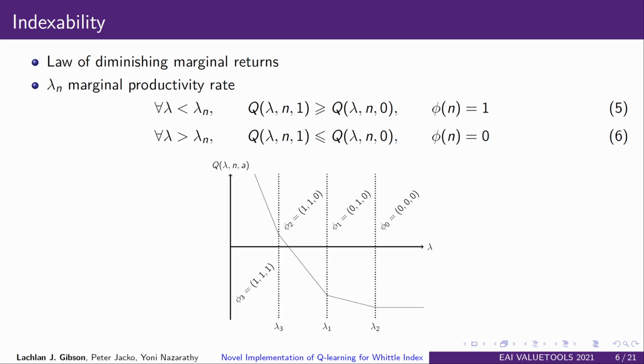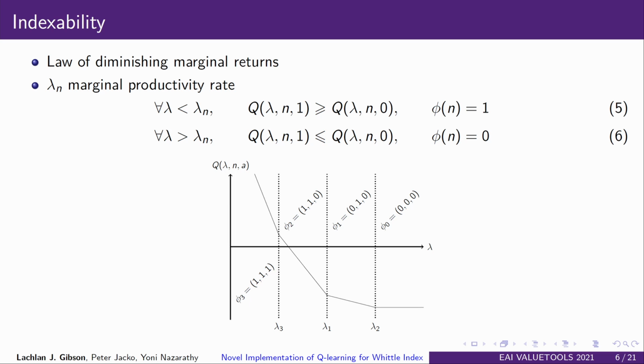The Q values of an indexable system form piecewise linear functions of lambda, forming structures similar to this. The corners of these functions occur at the Whittle indices, forming regions of fixed optimal policy. In each region, the optimal policy activates states whose Whittle index is larger than the wage, while not activating those whose Whittle index is lower than the wage.